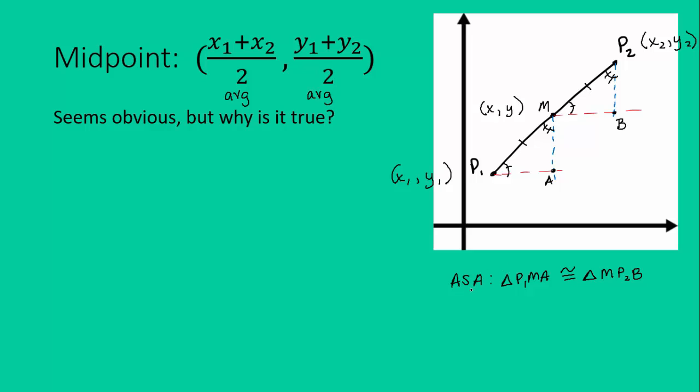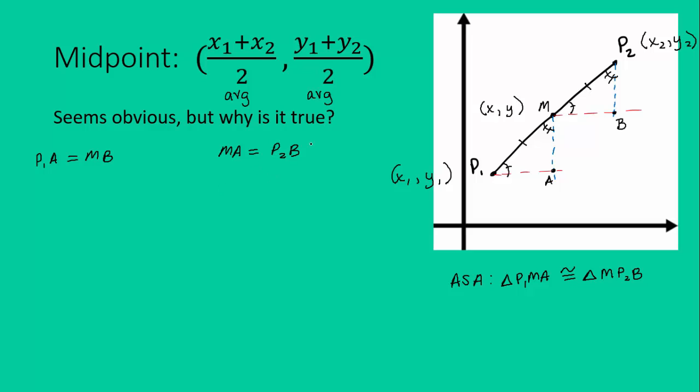So the first thing I'm going to do is look at those two red lines. Not only are they parallel, but now because they're parts of two congruent triangles, we know that they are congruent as well. The distance from P1 to A is equal to the distance from M to B. We can also say that those blue line segments are congruent, so the distance from M to A is equal to the distance from P2 to B. All right, using those equations, we're going to make equations using our coordinates.